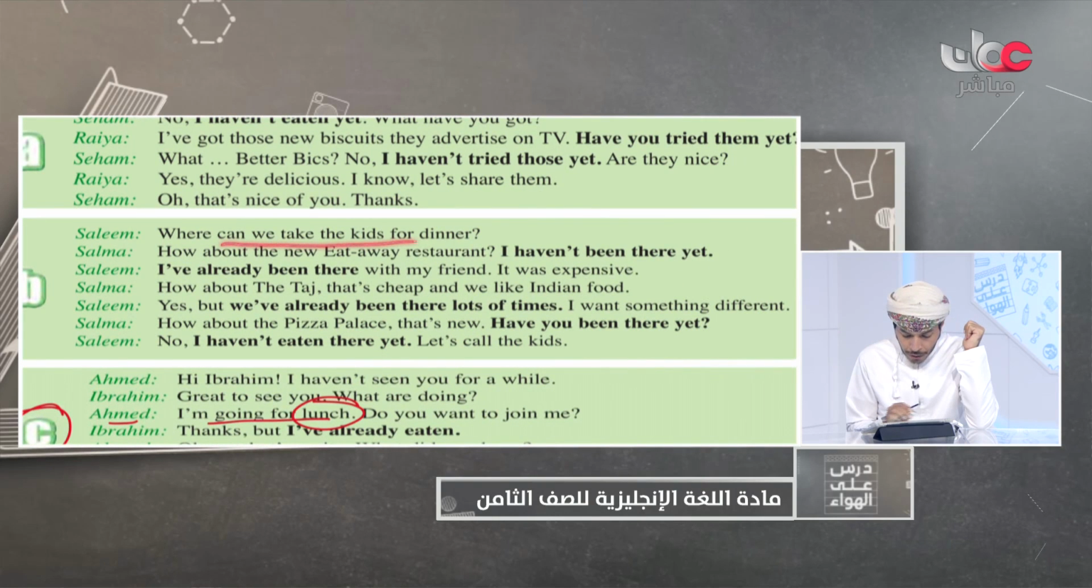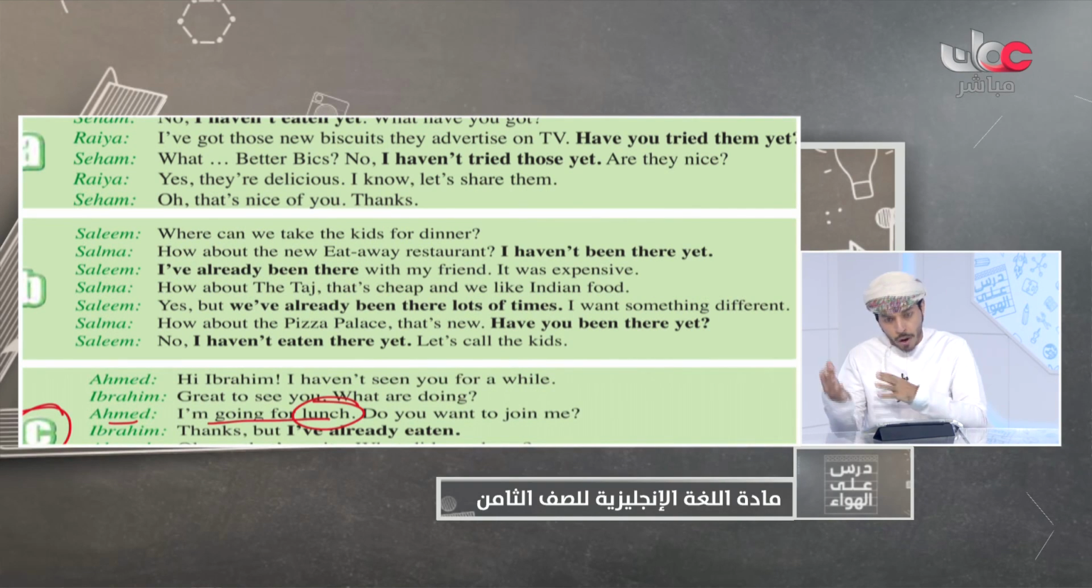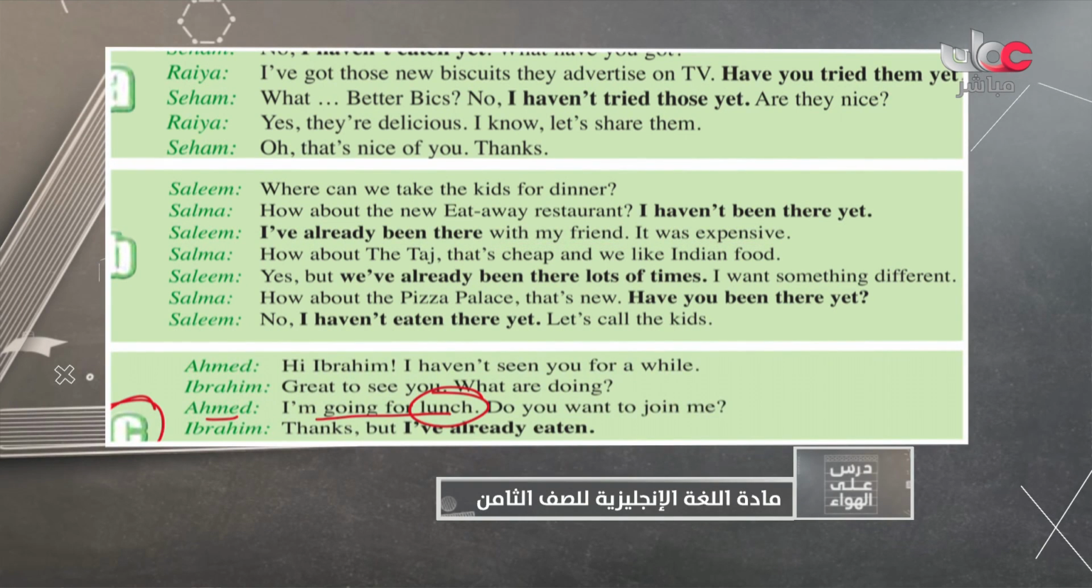Where we can take the kids for dinner. How about, Salma said, how about the new Eat restaurant? I haven't been there yet. Good. Salim, I have already been there. Okay, then Salim said, I have already been there. It means that he went to this restaurant with my friend. It was expensive. Salim, how about the Taj?